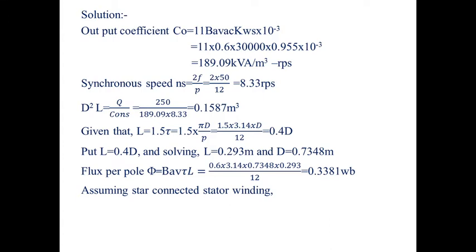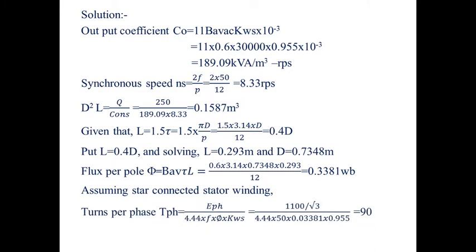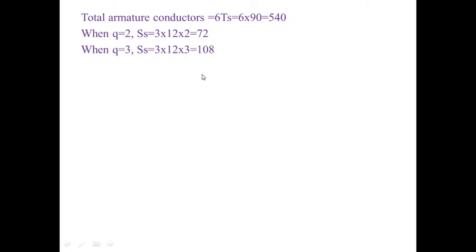Now assuming star connected stator winding, turns per phase T phase is given by E phase divided by 4.44 into F into phi into kWs. So which is equal to 1100 by root 3, that is E phase, 1100 by root 3, that is line voltage, divided by 4.44 into 50 into phi is 0.03381 into 0.955, that is stator winding factor. So turns per phase you will be getting as 90. Now total armature conductor is given by 6 into Ts, so 6 into 90, which is equal to 540.